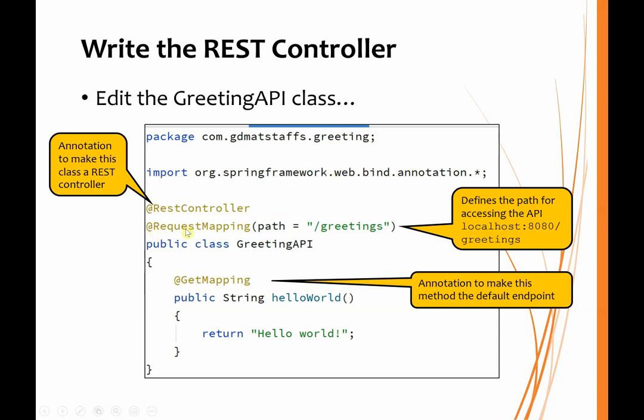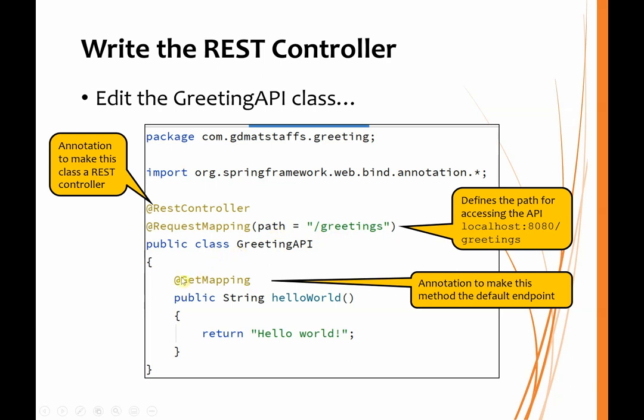The next annotation is a request mapping that allows you to define the path for this API. Because we have defined the path as /greetings, it means that in the web browser, we will need to put in an HTTP request for localhost:8080/greetings. So /greetings is what's defined here. And that is the URL for this API.